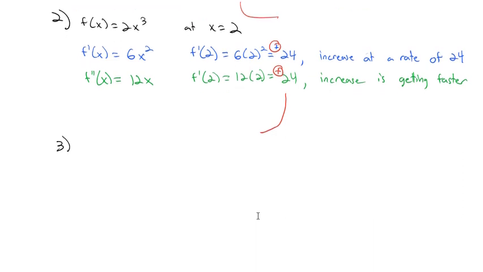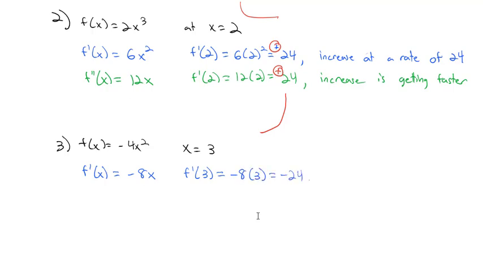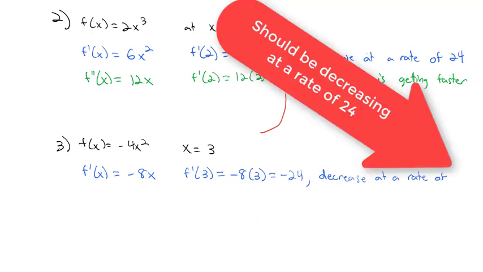Let's try one more. Let's try f of x equals negative 4x squared. And let's look at x equals 3. Well, the first derivative at 3 is going to be negative 8x. So to see how the graph is changing at 3, we put 3 in, and we get negative 8 times 3, which is negative 24. Because it's negative, I know this graph is decreasing at a rate of 24.